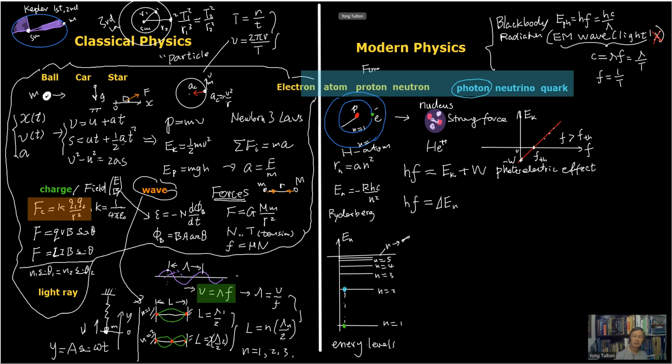If you shine a ray of light onto your material, the electrons will jump, depending on the frequency. In this particular case, the photon energy is equal to the energy difference between the higher energy, E2, and the initial energy. So this is a special case of this formula.